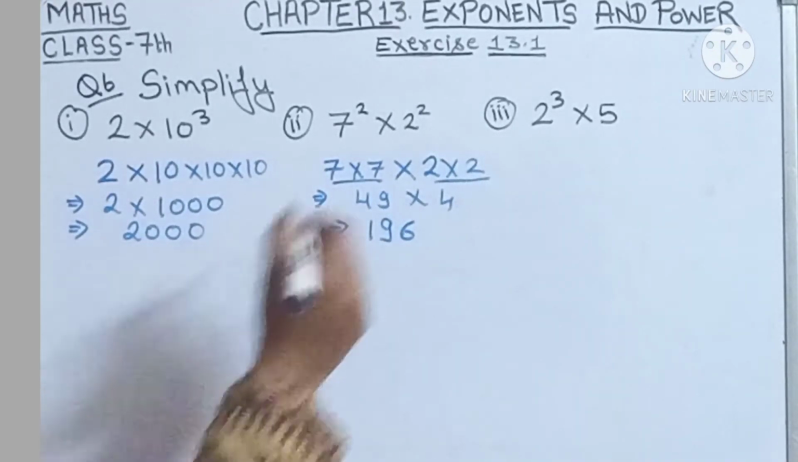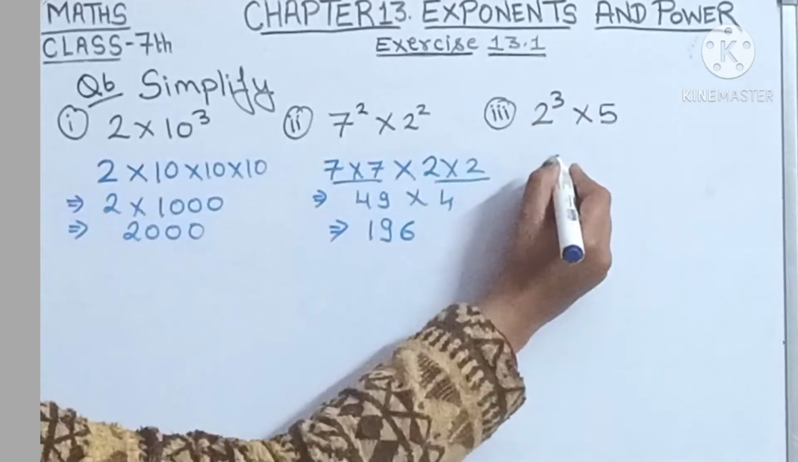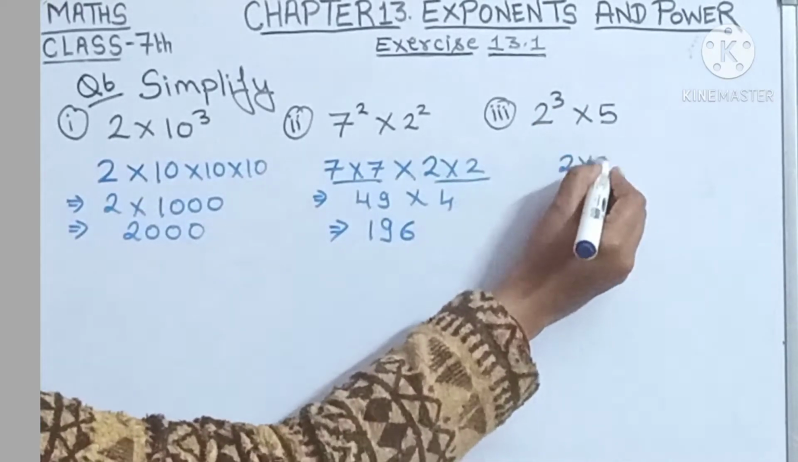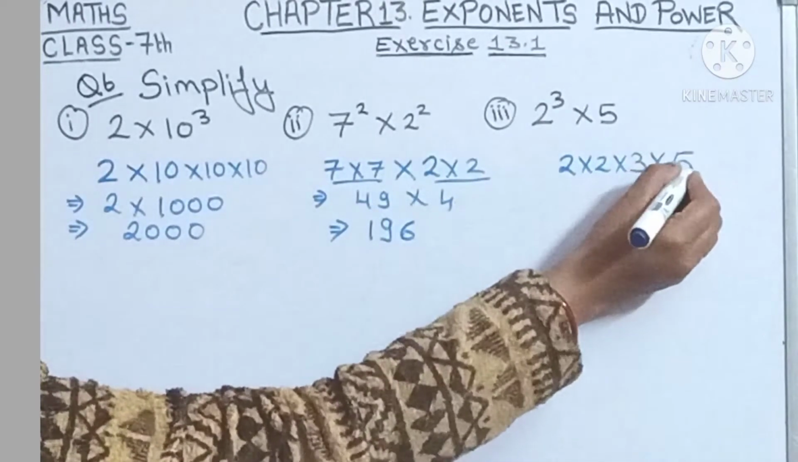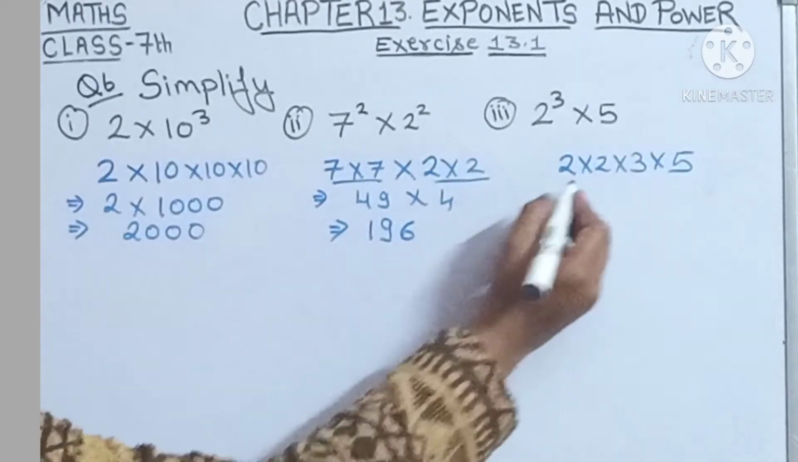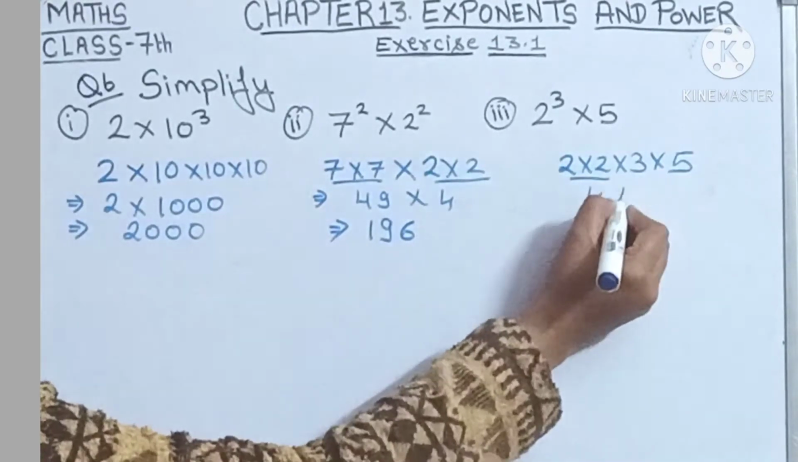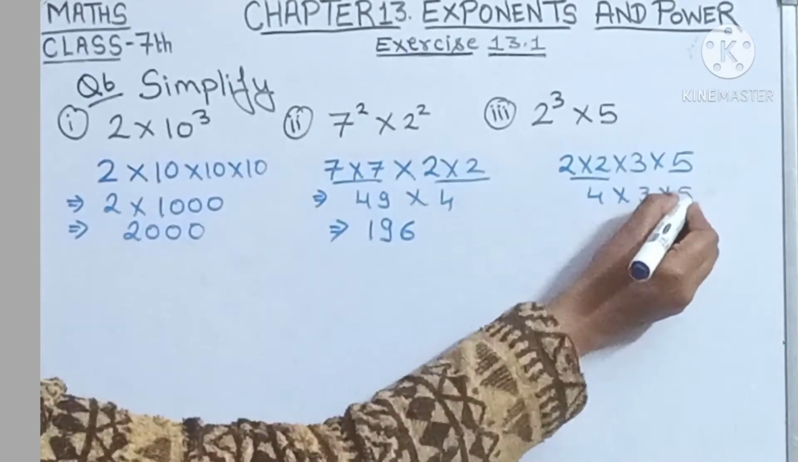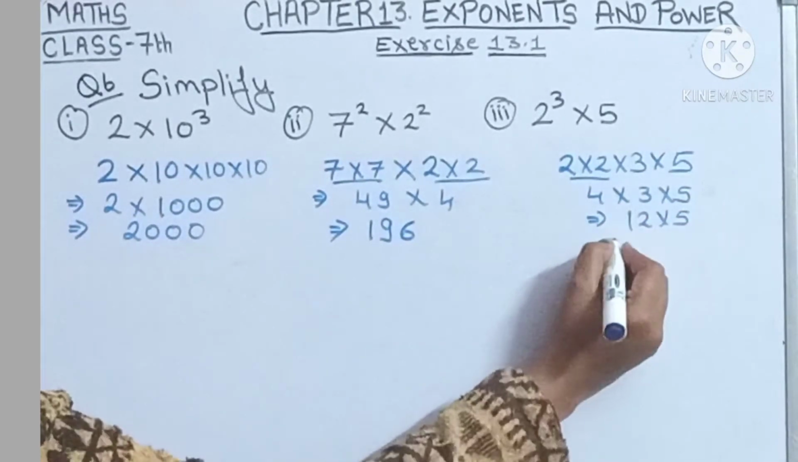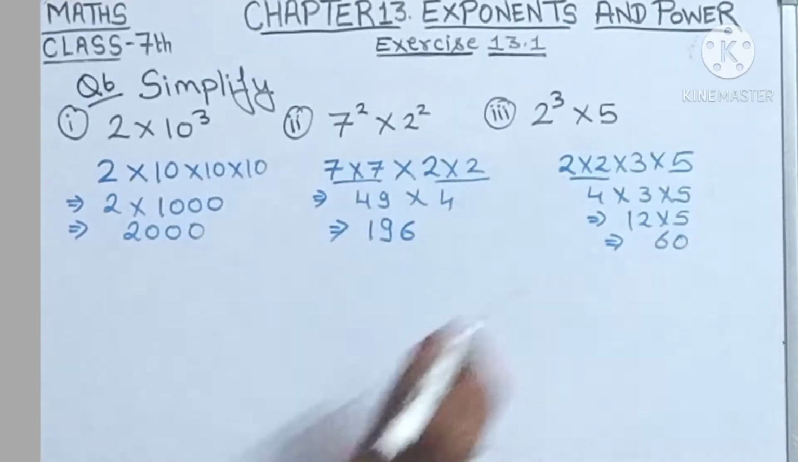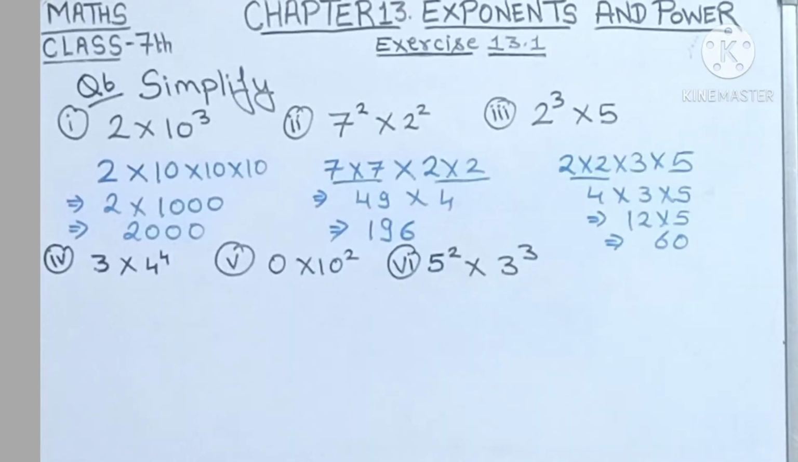Coming to the third one, 2 raised to the power 3. 2 raised to the power 3 means 2 written 3 times. And 5 is given only one time, so we have to write 5 only once. 2 twos are 4 into 2 into 5. 4 twos are 8 into 5. 8 fives are 40. So this was the third one. Now let's see the fourth one.